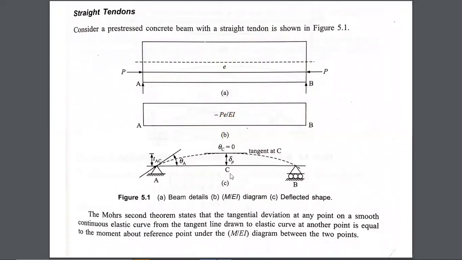Now apply the moment area method. What is the formula? A x bar divided by EI. What is the area? Area of half of this portion, only half. I am considering only the left side. So PE divided by EI is the height, and L by 2 is the length. The corresponding centroid distance is L by 2 divided by 2.